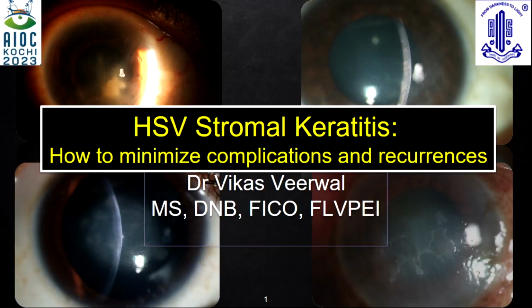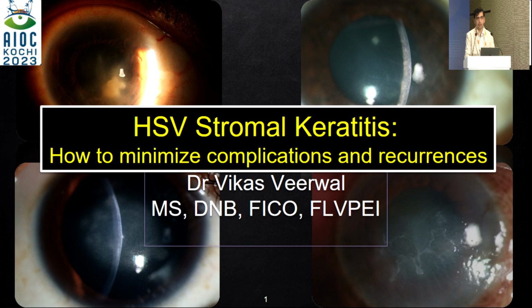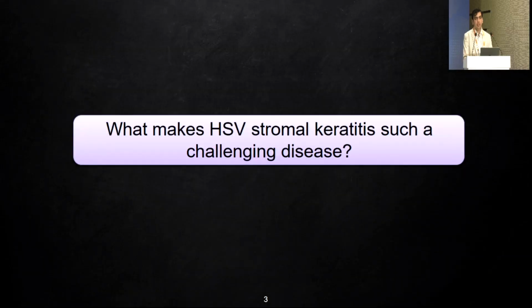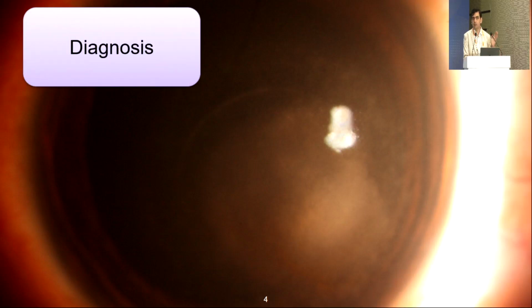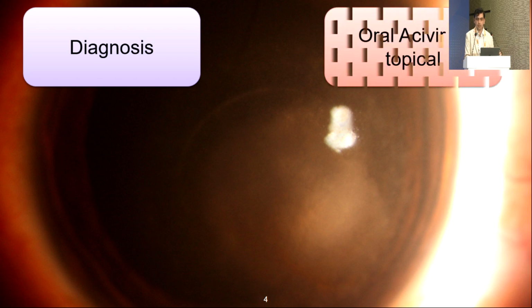So I'll be speaking on HSV stromal keratitis and how to minimize the complications and recurrences in cases of HSV stromal keratitis. What makes HSV stromal keratitis such a challenging disease? So the multifaceted aspects of this disease: the diagnosis is very challenging in many of the cases. It is a great mimicker of different infections, and therefore you're always in doubt whether you are dealing with HSV or some other infection.